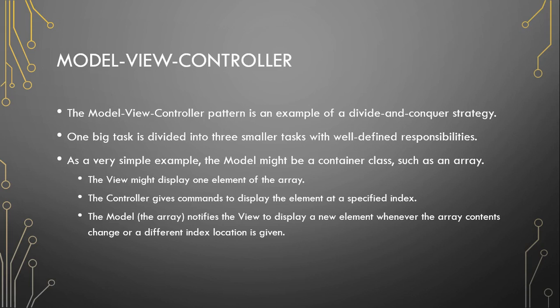The view might display an element of that array. So it's like, hey, I want to see what's in an array at index 2. The view is going to display, like in a console or GUI element, what's in index 2. The controller is going to give the commands to display the element at the specified index, so it might be a method call, for example. The model, or the array, then notifies the view to display a new element whenever the array contents change or a different index location is given.